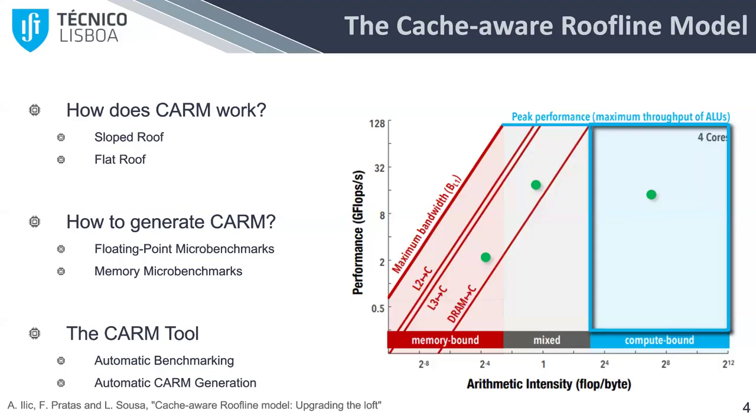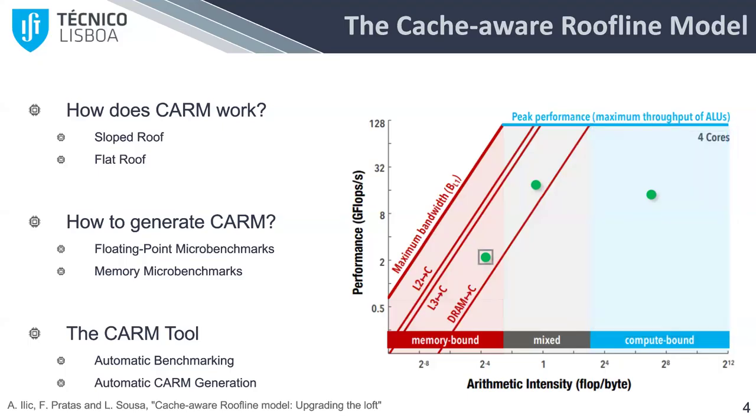So if our profiled application ends up in the memory bound area, like the first point here in the graph, the CARM indicates that we should first try memory related optimizations in order to see the best performance gains. While if we fall in the compute bound area, we should first try to improve the utilization of the arithmetic units of the CPU, for example, via vectorization when possible.